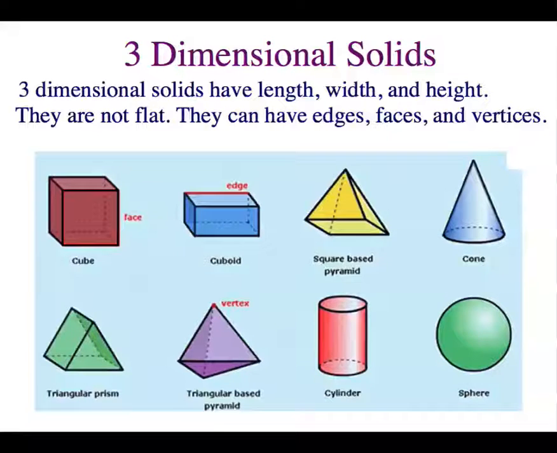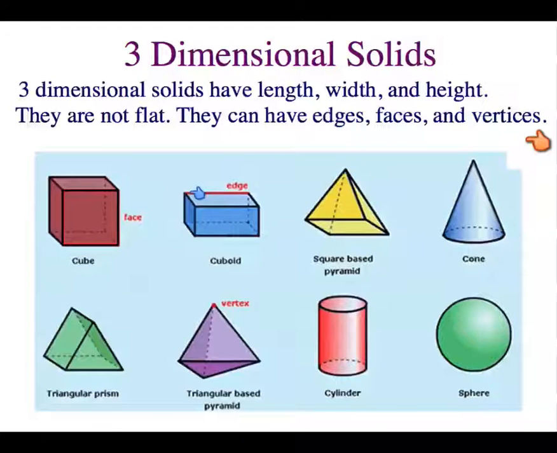Now let's take a look at three-dimensional shapes, or sometimes they're called three-dimensional solids. And those are shapes that have length, width, and height. Okay, they're not flat. And if you have the block set, you can take that out now and take a look at some of those shapes. They have edges, faces, and vertices. So let's see what those are.